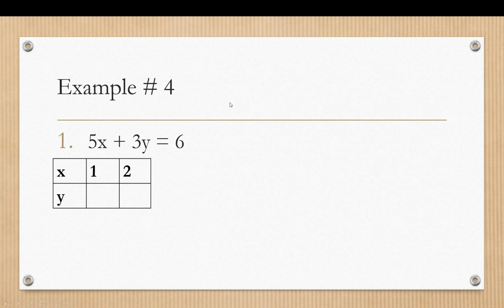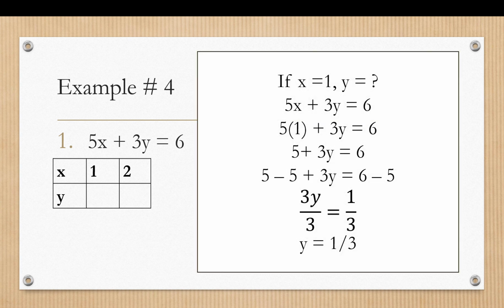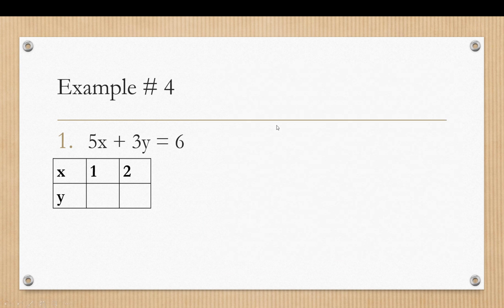Next, let's have example number 4. 5x + 3y = 6. We will also give the values of x as 1 and 2. Let us solve for the values of y. If x = 1, 5 multiplied by 1 plus 3y = 6 will result to 5 + 3y = 6. 5 - 5 + 3y = 6 - 5. It will result to 3y = 1, all over 3, to give the answer of y = 1/3.